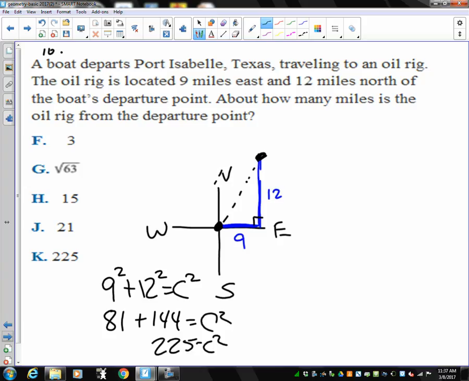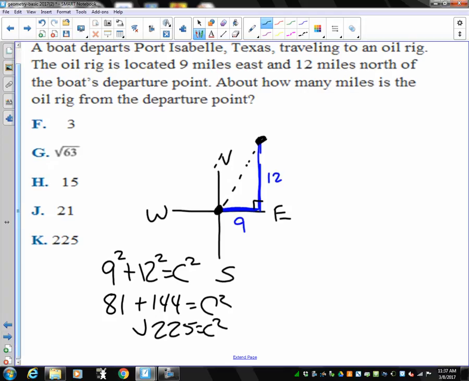Okay, and then we're going to take the square root of both sides there. So we'll get plus or minus 15. So it's just 15 since we're in the first quadrant there, everything's positive.